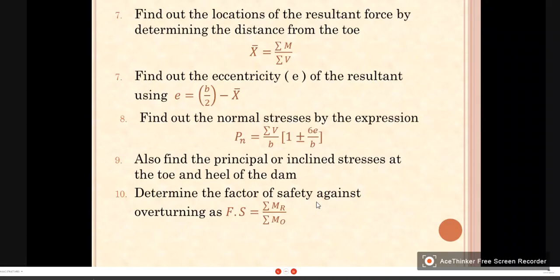And find out the principal and inclined stresses at the toe and the heel of the dam, and determine the factor of safety against overturning. The factor of safety against overturning is sigma Mr by Mo. Mr is the moment of resistance, and Mo is the moment of overturning.